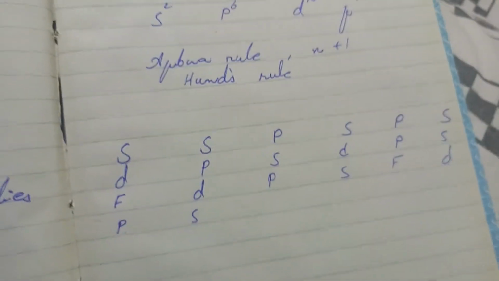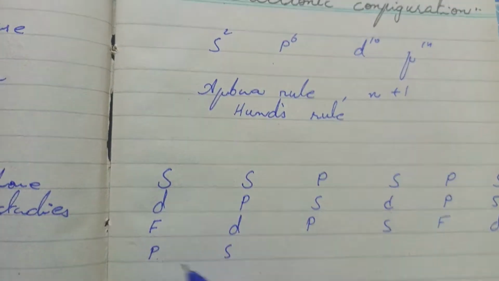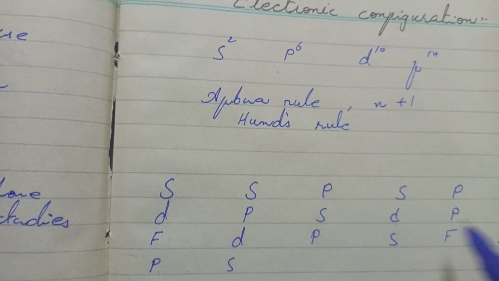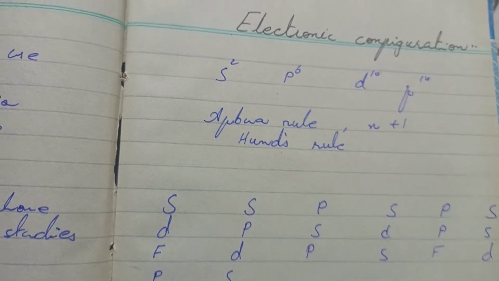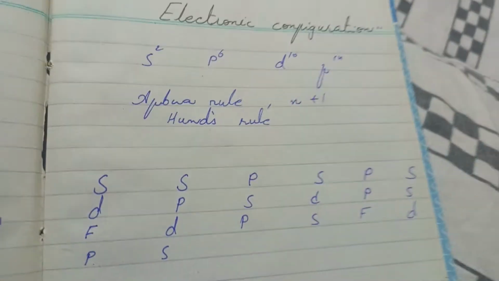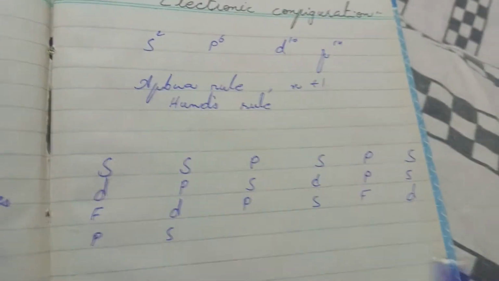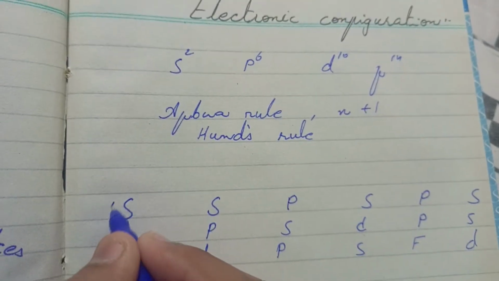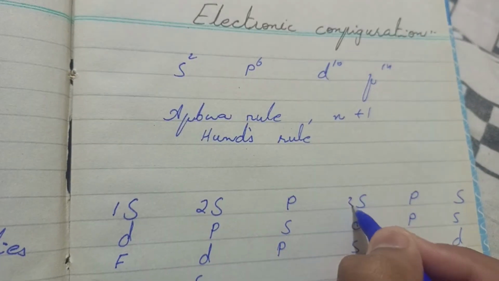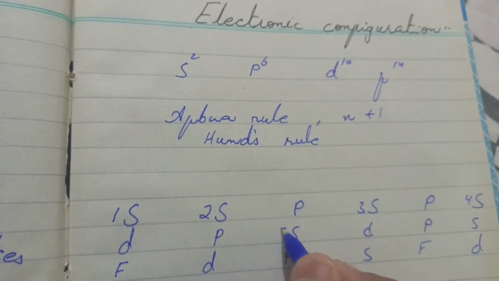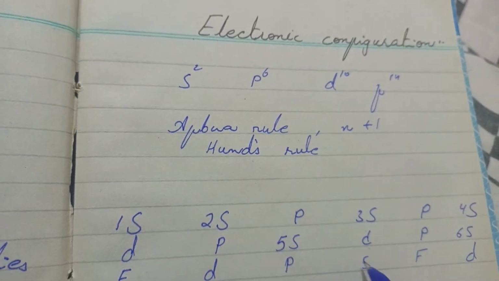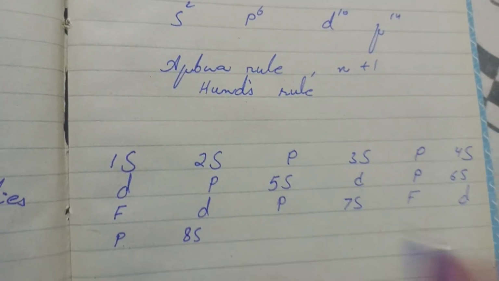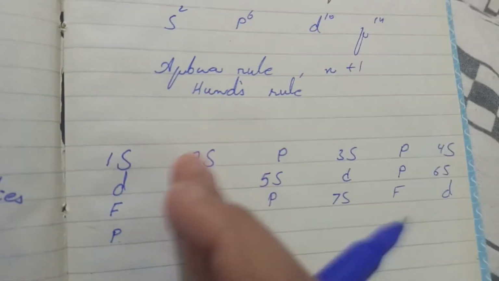As you can see, I have written the electronic configuration 1 to 20. There are 20 energetic suborbits. Now we have to give numbers to them, like 1, 2, 3, 4, 5, 6, 7 and 8. So we have 8 s orbitals, and s is the lowest energy orbital.